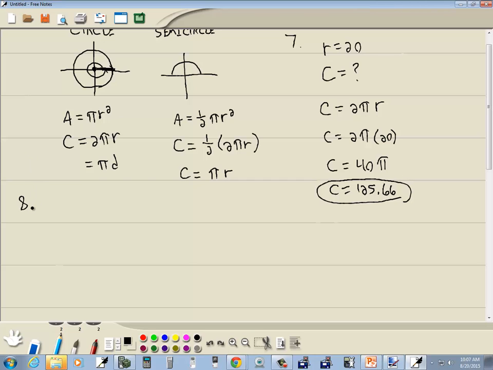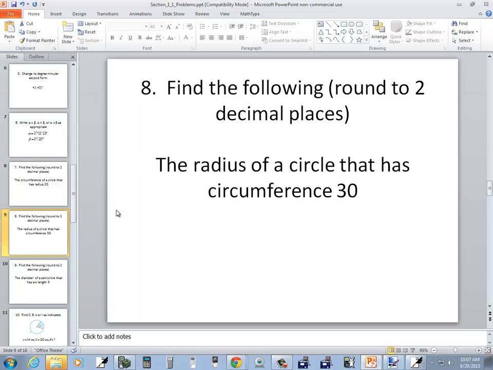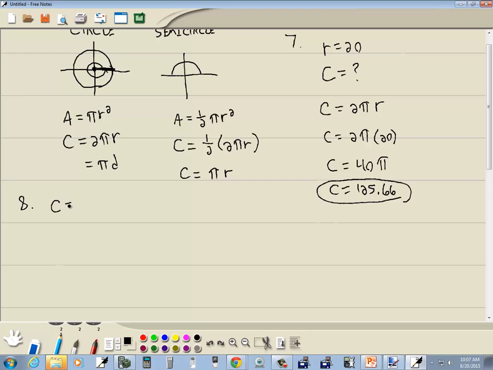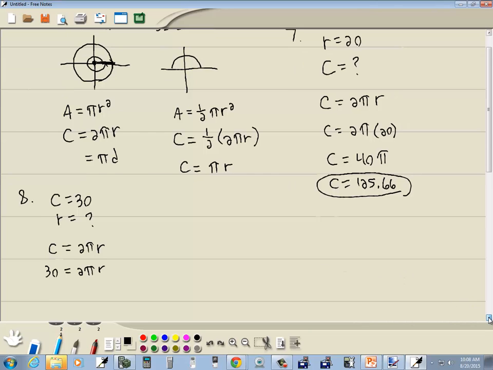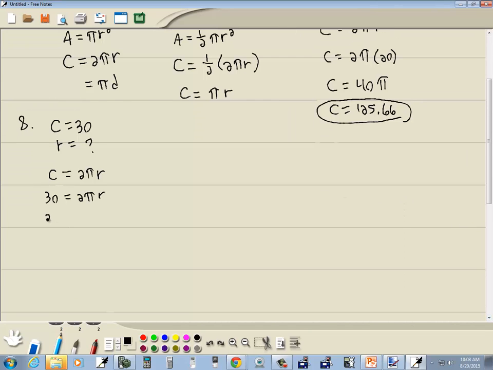Okay, number 8. Same instructions, find the following. Radius of a circle that has circumference 30. So they're telling us circumference is 30, and we're trying to find r. Well, I'm going to go back to the same formula. We're dealing with a circle, so c is equal to 2 pi r. They tell us c is 30, so put 30 in there, and we got 2 pi r. We want to get r by itself, so we're going to divide both sides by 2 pi.